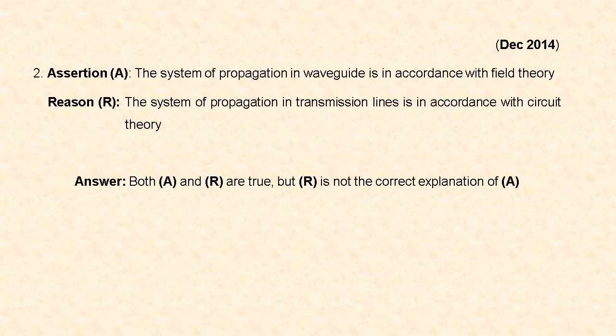Second question, this question was also asked in December 2014 and it is assertion and reason type. Assertion: the system of propagation in waveguide is in accordance with field theory. Next, the reason: the system of propagation in transmission line is in accordance with circuit theory. Here we know that both the assertion and reason are true, but reason is not the correct explanation of assertion.